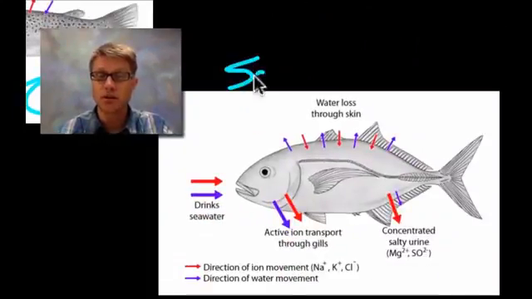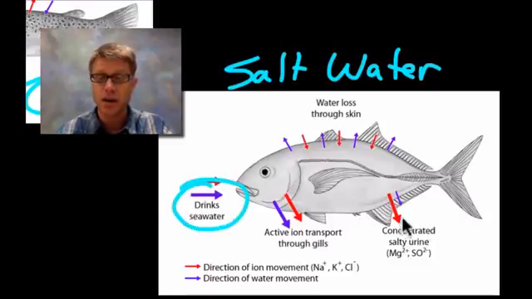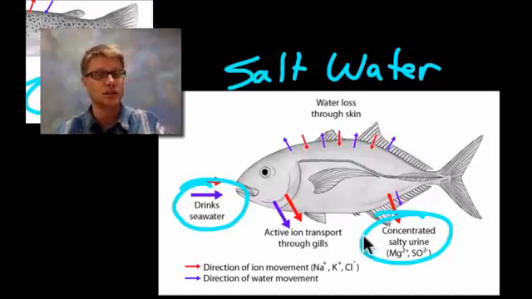If you move to a saltwater fish, we're going to have the opposite problem. Now the salt water is going to have a higher solute concentration, and so water is going to keep flowing out of them. And so they have to actually drink salt water, and their urine is going to be really, really concentrated.